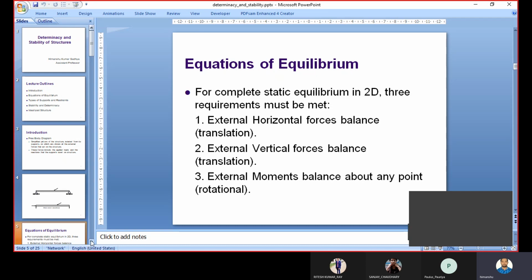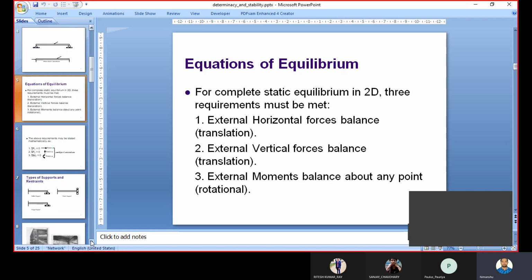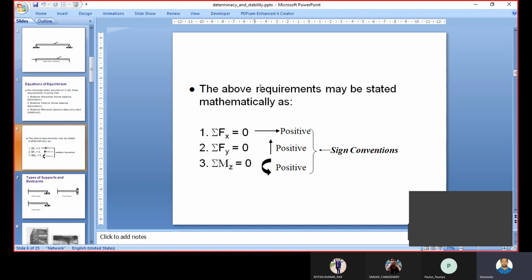But when we talk about a 3D structure, these external forces will be three, and there will be three moments generated out of these three external forces. So it can be written like summation Fx is equal to 0, summation Fy is equal to 0, and summation Mz is equal to 0.